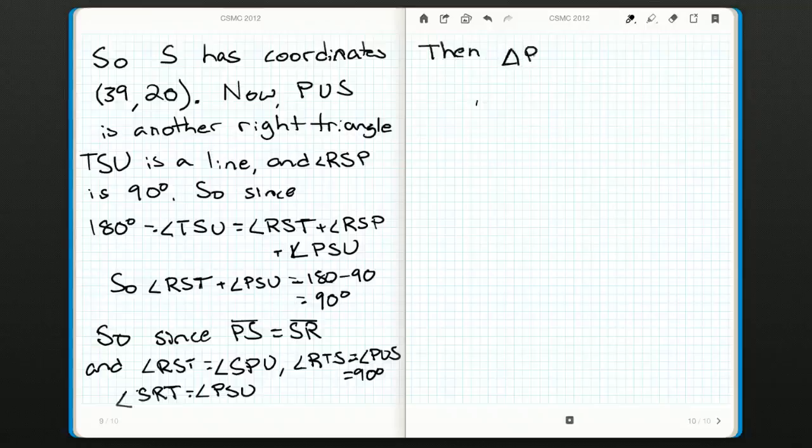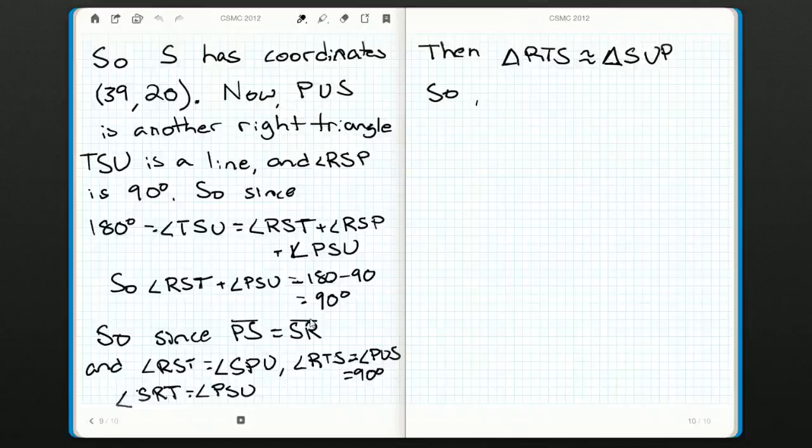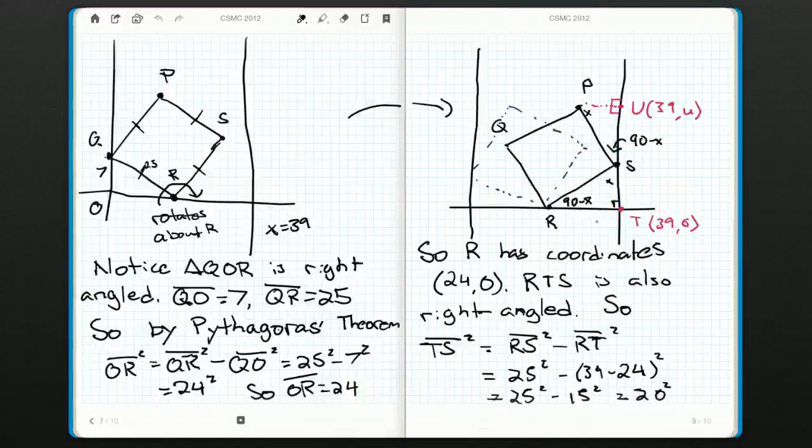Then we know that triangle RTS is congruent. So that means they're the exact same triangle. They've just been translated and rotated a little bit to, let's make sure I get the values right, SUP. Okay. So what does that tell us? Well, that tells us these other two lengths here. It tells us the length SU is going to be the same as RT. Well, we know what that is. That's 15. Tells us that UP is going to be the same as ST. Well, we figured that out. That's 20.